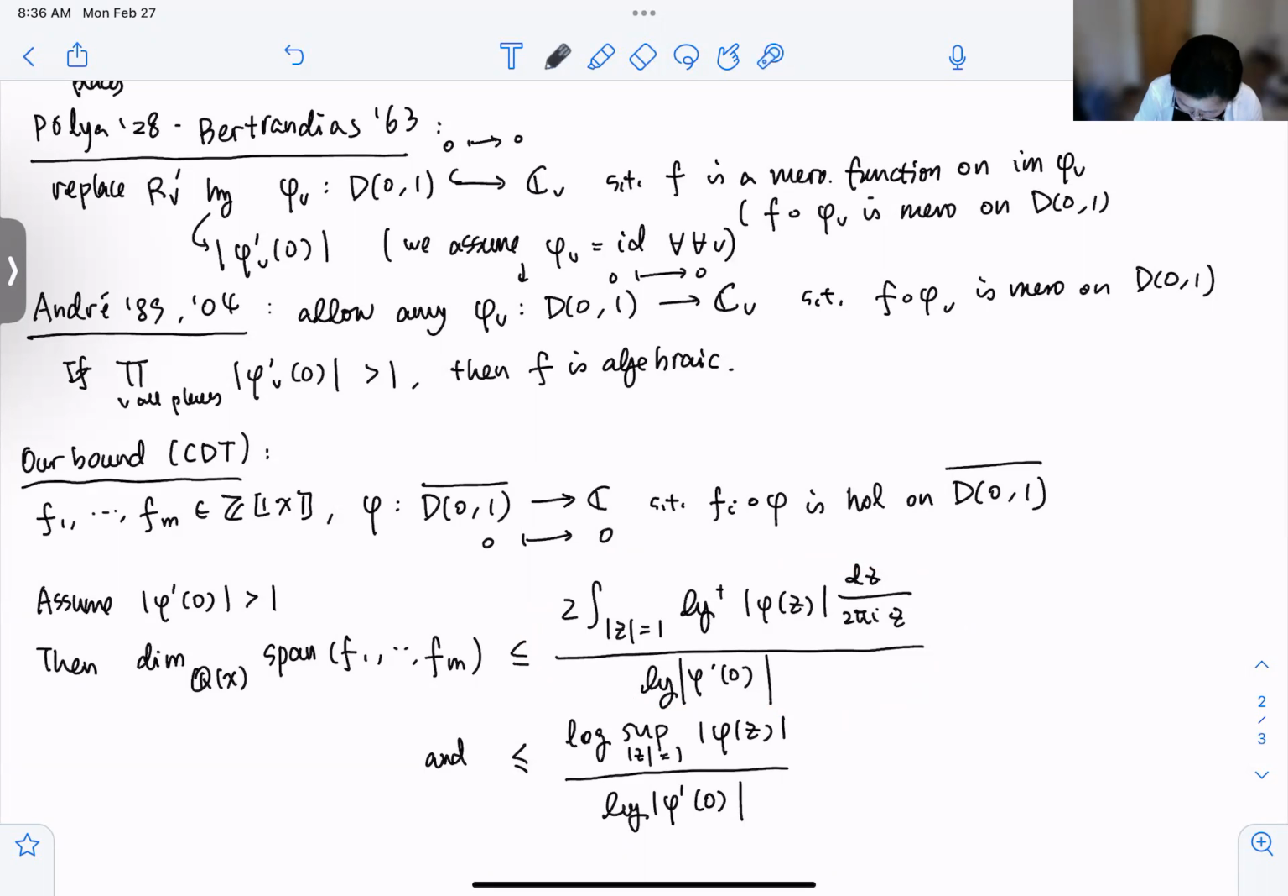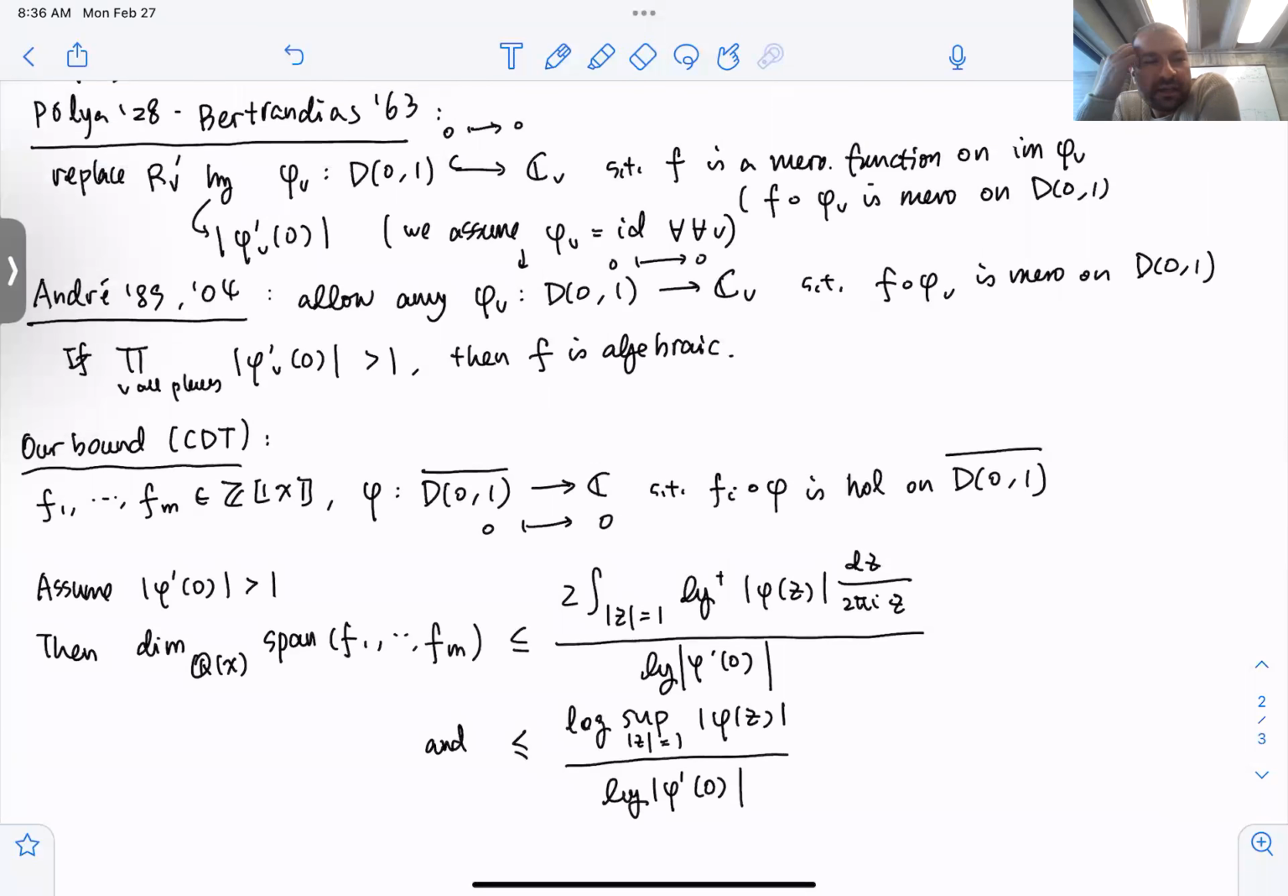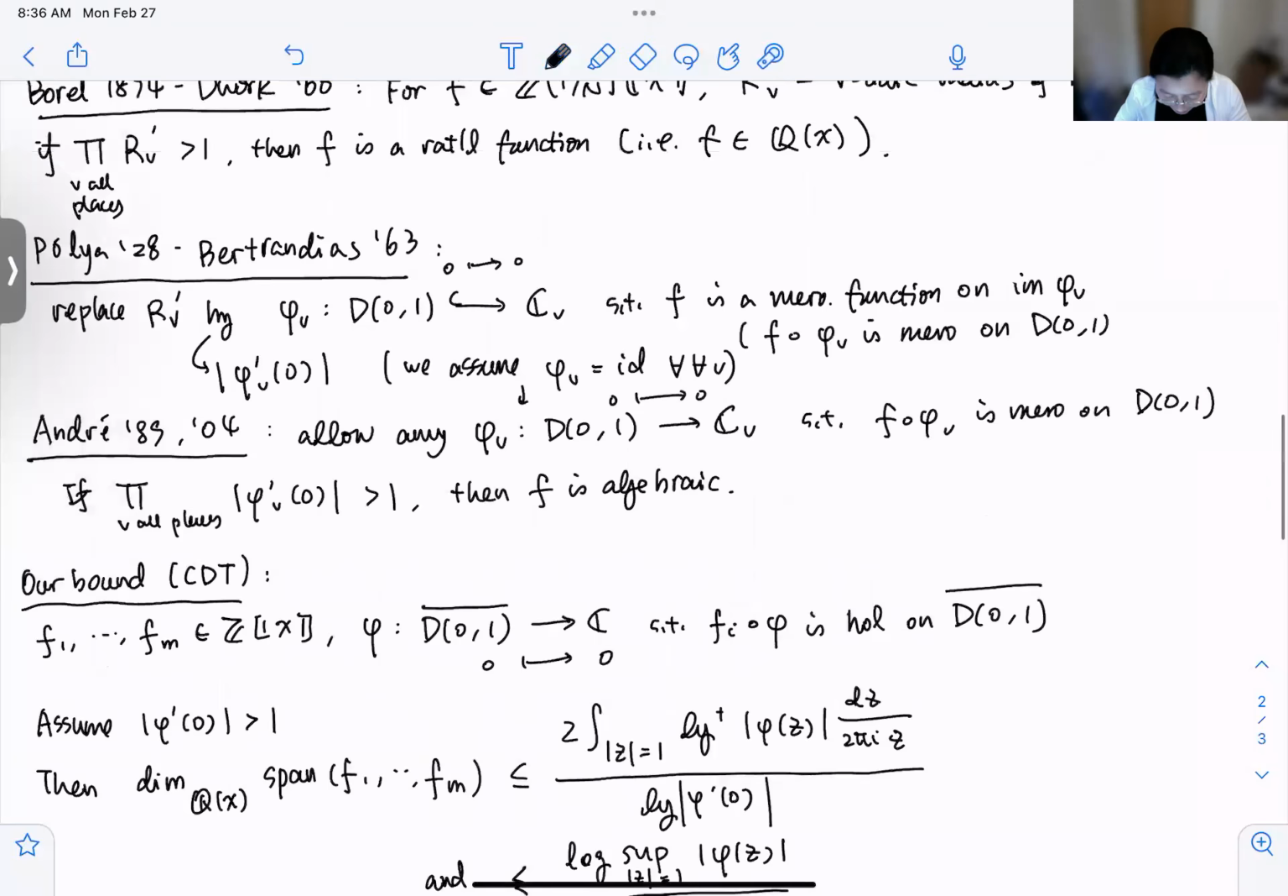I'll make a remark. Yunqing, sorry, I have a question. In your theorem, the coefficients were not just rational, right? They were actually algebraic, weren't they? Yes, that's a great question. That's the thing that I said: you have a choice.